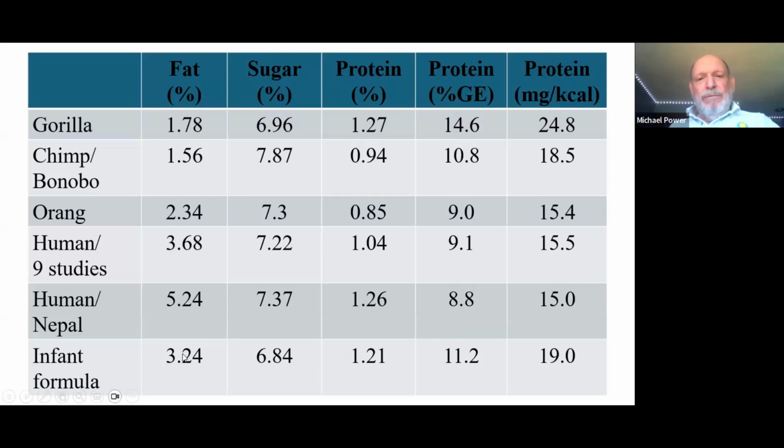Fat's pretty good. Sugar's pretty good. Protein's a little on the high side. But when you look at the protein on an energy basis, this looks like an excellent formula for a chimp or a bonobo. But it's actually somewhat over supplementing a human baby.